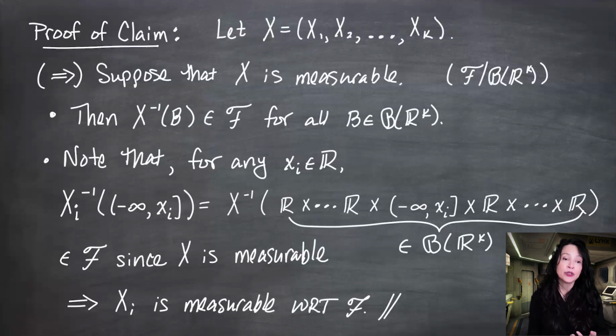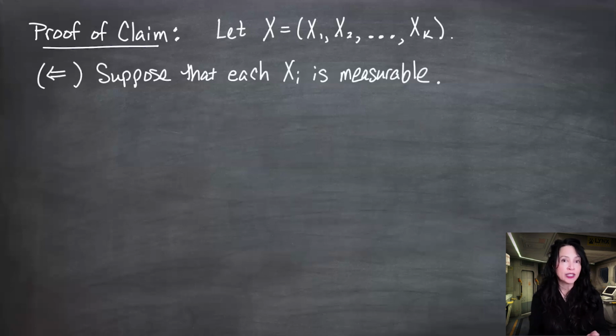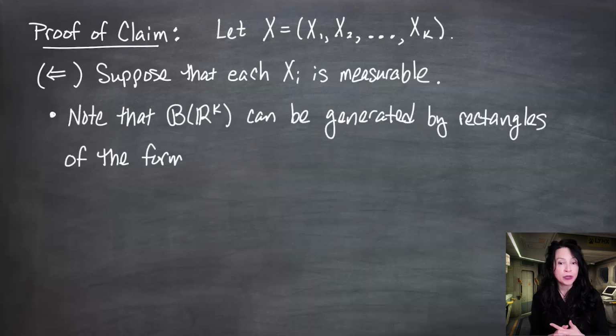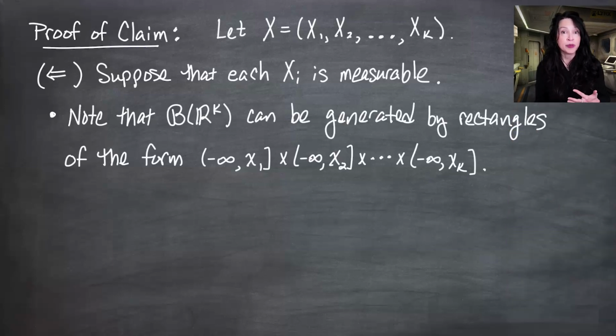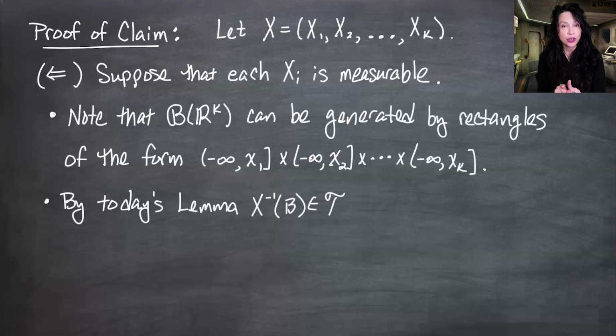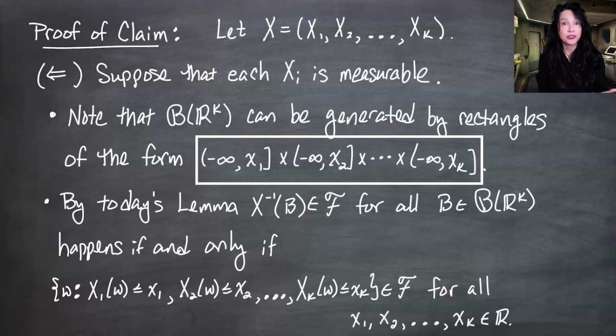To go the other way, let's now assume that each Xi is individually measurable. That means that if you take a one-dimensional Borel set and pull it back under one of the components of the X vector, the resulting subset of omega is going to be in curly F. Note that the Borel sets on R^k can be generated by rectangles of this form, these minus infinity up to some closed number. By today's lemma, we know that the inverse image of any Borel set in R^k is going to be in F. To show that, it's enough to show that inverse images of sets like these are in F. So let's do it.